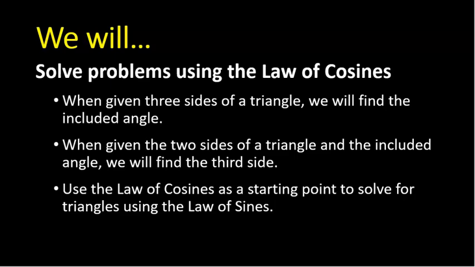In this video, we're going to solve problems using the law of cosines, where if we're given three sides of a triangle, we're going to use the law of cosines to find the included angle. And then if we are given two sides of a triangle and the included angle, we can find that third side. And then we're also going to talk about how we can use the law of cosines as a starting point to solve for the rest of the triangle using the law of sines.